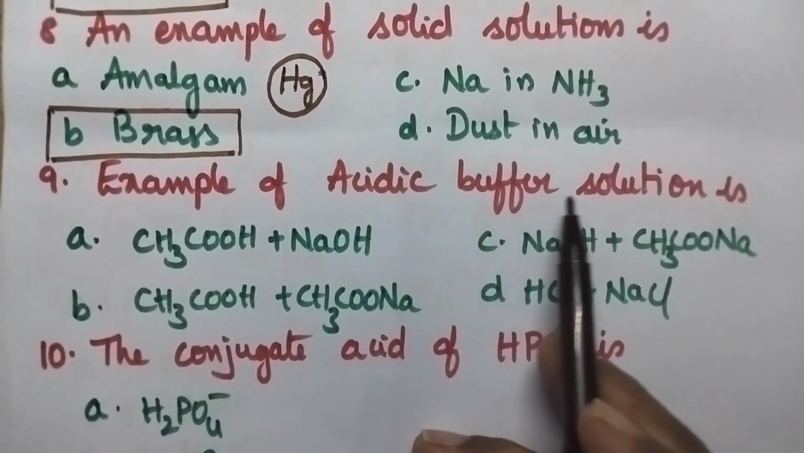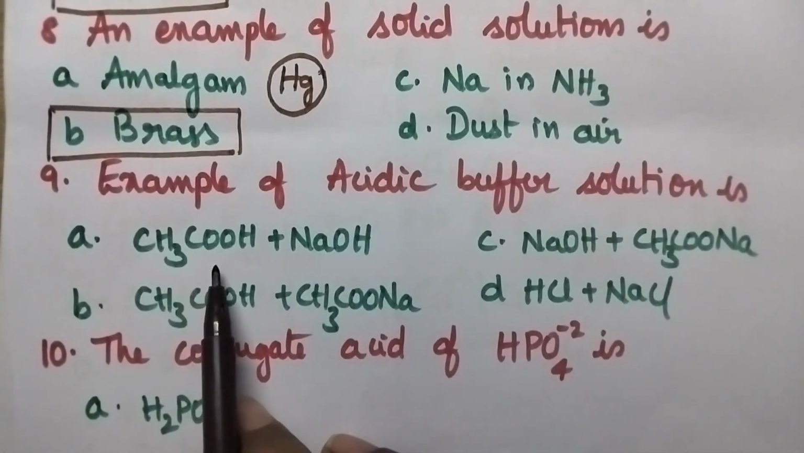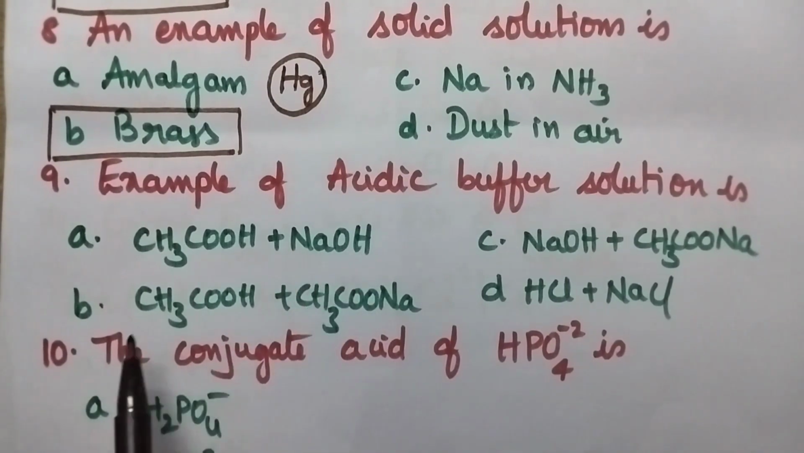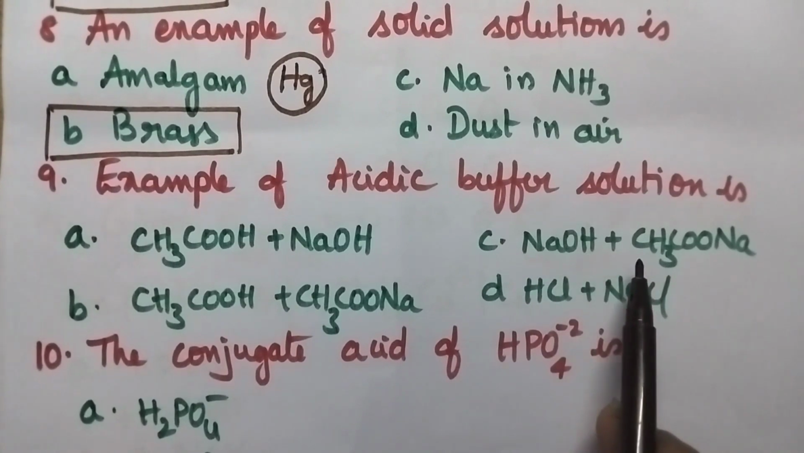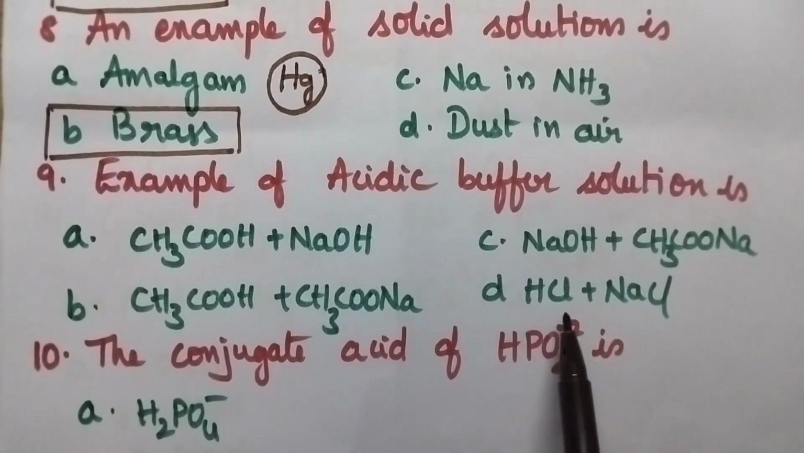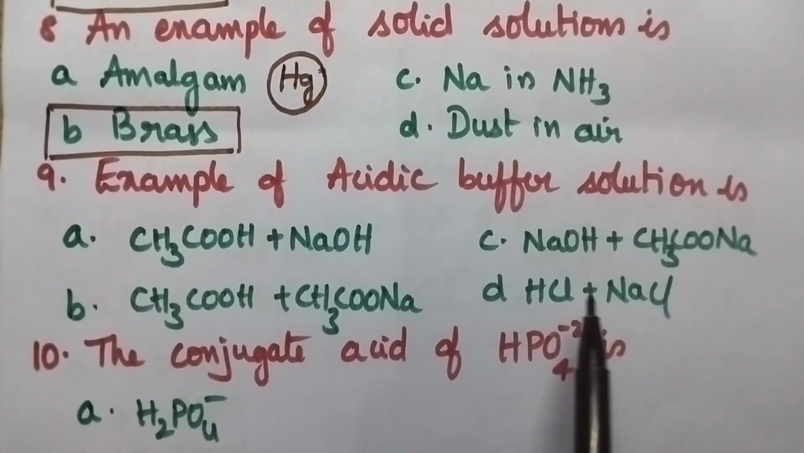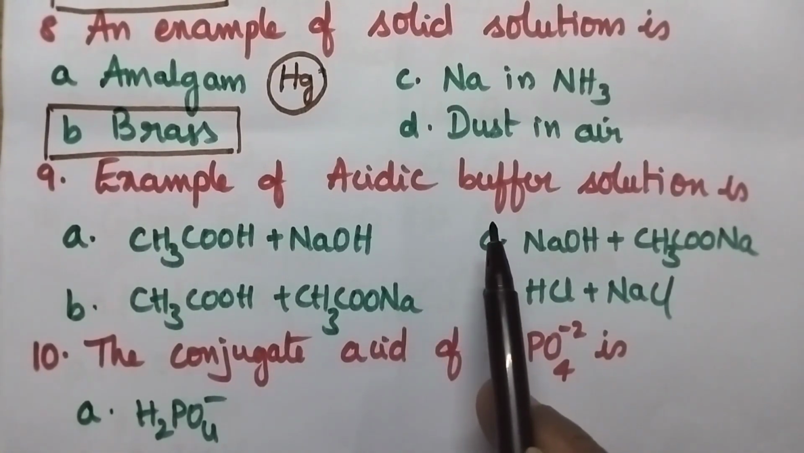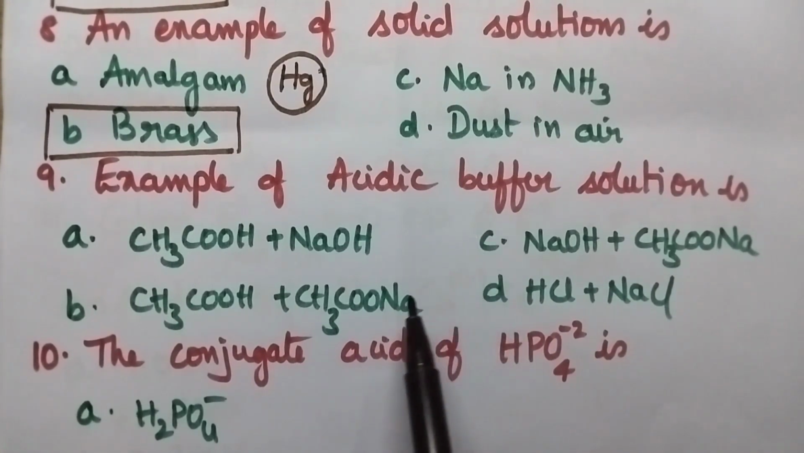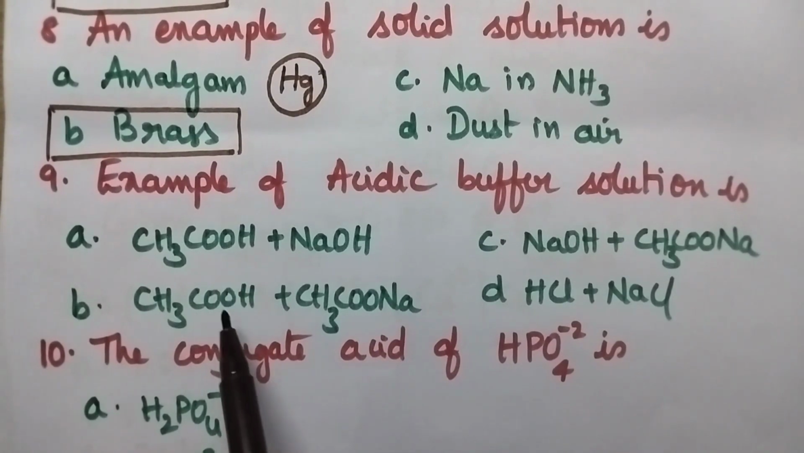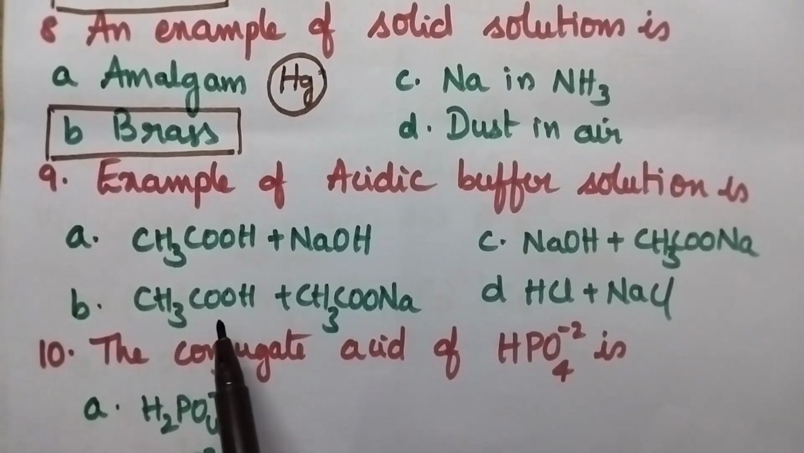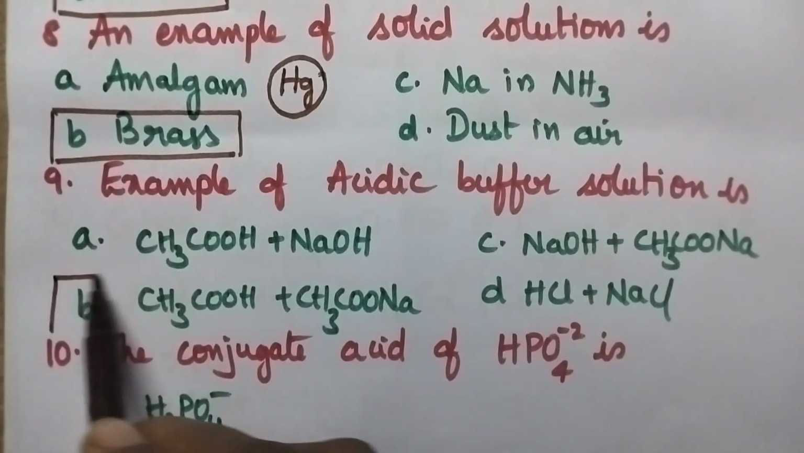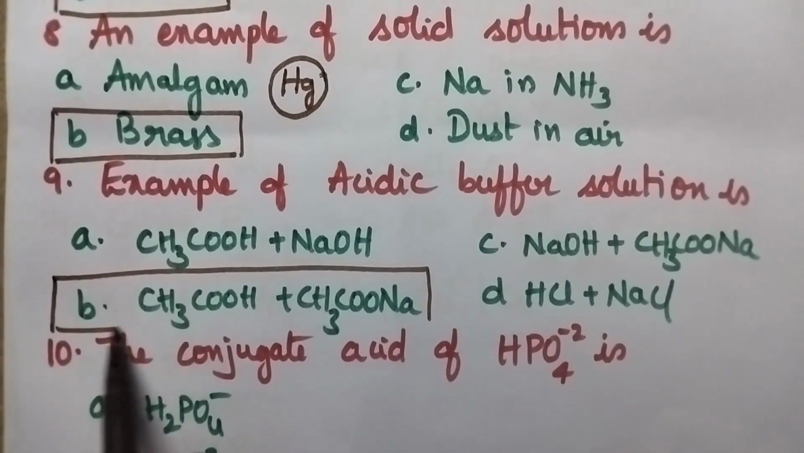Example of acidic buffer solution is: A, acetic acid plus sodium hydroxide; B, acetic acid plus sodium acetate; C, sodium hydroxide plus sodium acetate; D, HCl plus NaCl. Generally, acidic buffer solution is prepared from the weak acid. So we have to compare A and B. And always weak acid is added to its salt prepared from strong base, and hence option B, acetic acid and sodium acetate, is the right answer.